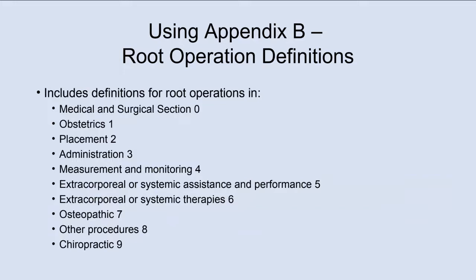So Appendix B includes definitions for medical and surgical section, obstetrics, placement, administration, measurement, monitoring, extracorporeal, osteopathic, other procedures, and chiropractic. So each of these sections are listed in separate tables. Now, some of the tables overlap. Obstetrics uses some of the same root operations as medical and surgical, but they're each separate and listed in separate tables.